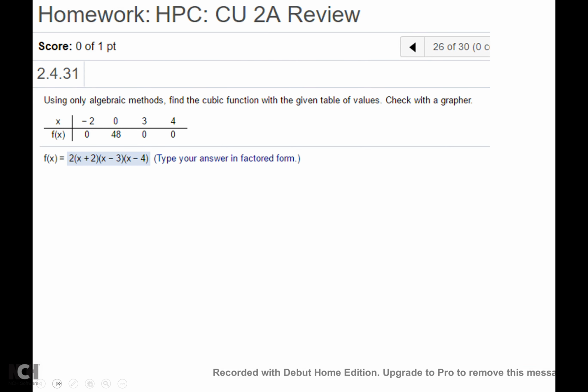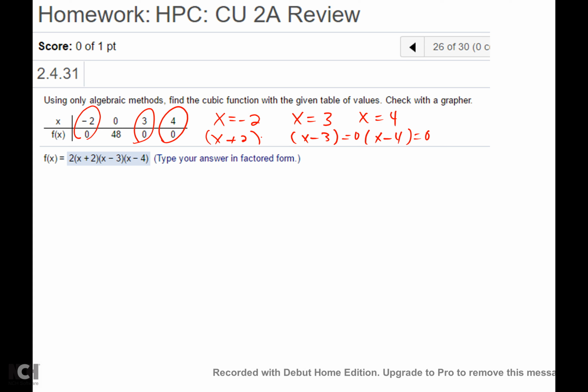Okay? Alright, it says using only algebraic methods, find the cubic function with the given table of values. Check with the grapher. If you have a y coordinate of 0, you have an x-intercept. So they're telling me x equals negative 2, x equals 3, and x equals 4, which as factors would be x plus 2, x minus 3, x minus 4. Agreed? So my polynomial function is going to be some leading coefficient, that's the only thing they didn't give me, times each of my factors, x plus 2, x minus 3, x minus 4.